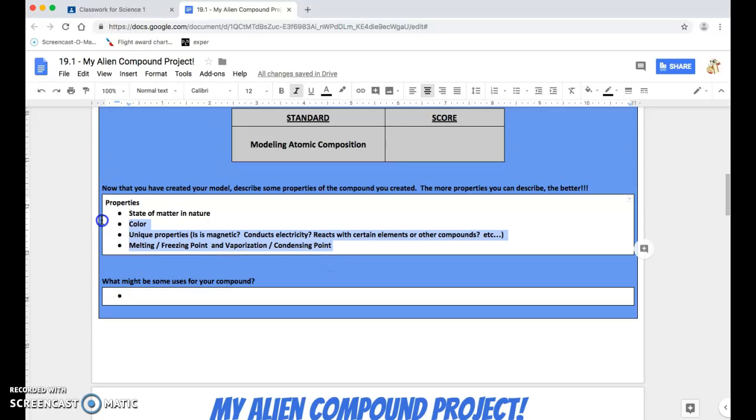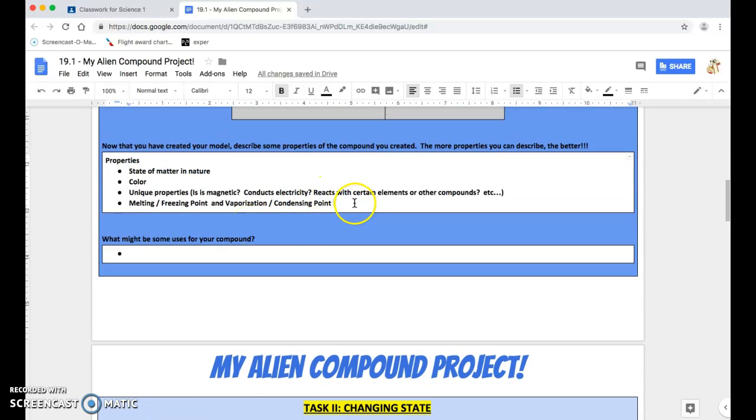The more detail you can come up with here, the better off you're going to be later on in the next projects. Because the more detail you're able to give about it, the easier it'll be to come up with some potential uses. So based on all of the properties that you came up with, you got to tell me some things that you might be able to use this compound for. And yes, a lot of kids like saying, okay, it explodes when it comes in contact with water. Fine.